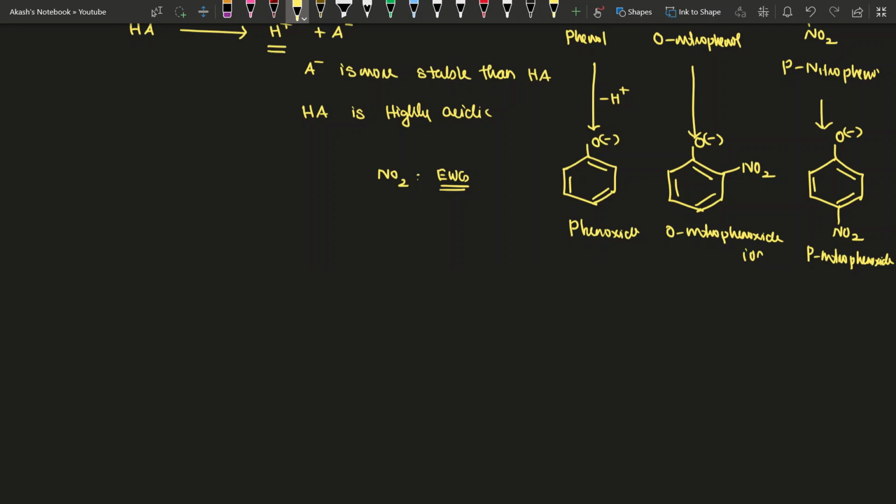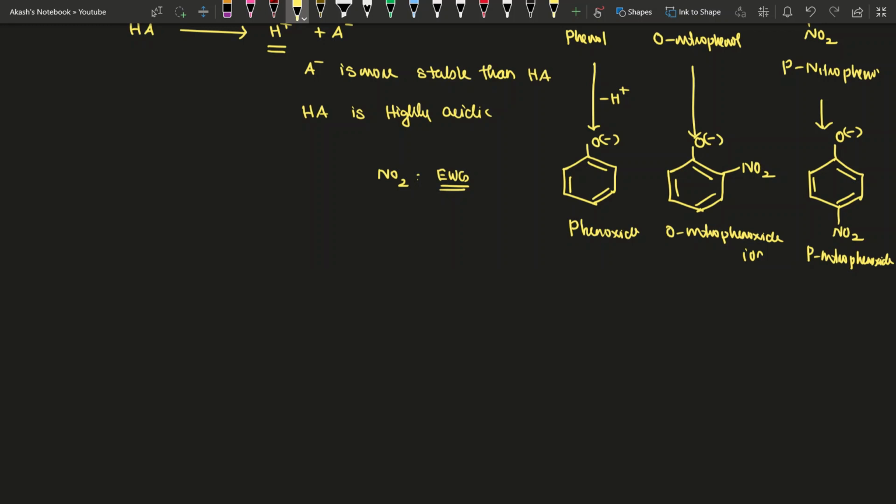If something exists in a charged state, its stability will decrease. It will become highly reactive. That is why, due to the presence of an NO2 group, this NO2 group reduces the electron charge density from the benzene ring as well as from the oxygen. That means the negative charge present on the oxygen gets stabilized by the presence of an electron withdrawing group. In the phenoxide molecule, there is no corresponding structure like that. That is why the ortho nitrophenoxide ion and para nitrophenoxide ion are more stable than the phenoxide ion.